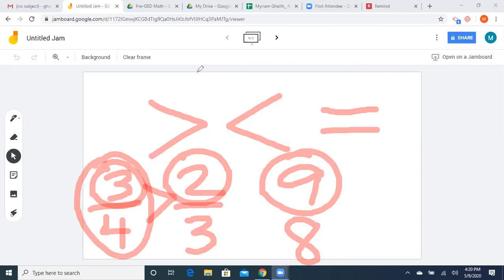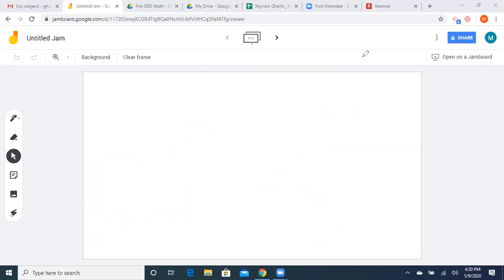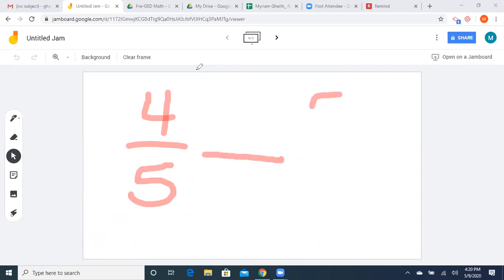I'm going to clear everything here. Number 1 says 4/5, not divided by, we're going to compare it to 5/7. What do you think for this one? We're going to start with this fraction first, right?